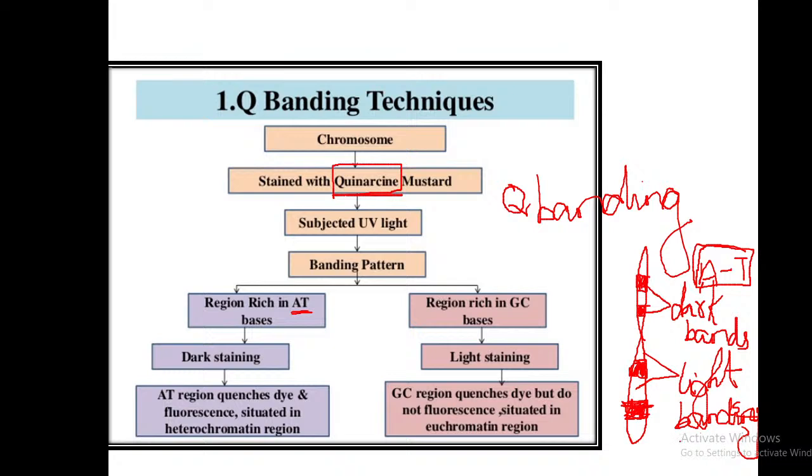But in the light region GC rich, guanine cytosine will be rich, or GC will be rich in light stained region and AT will be rich in dark stained region. This is a basic, what is banding, I said just to help you understand.